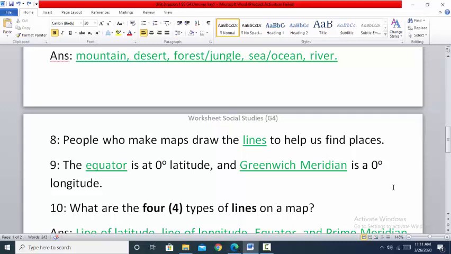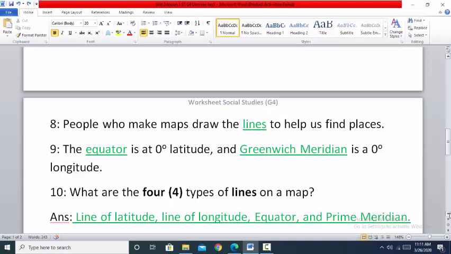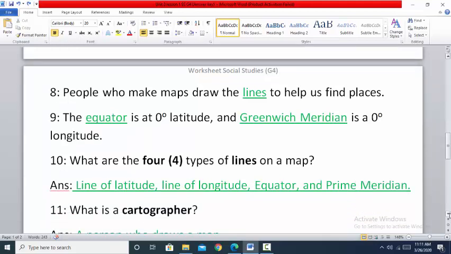Number 9, the equator is at 0 latitude and the Greenwich meridian is at 0 longitude. So the equator is at 0 latitude and the Greenwich meridian is at 0 longitude.